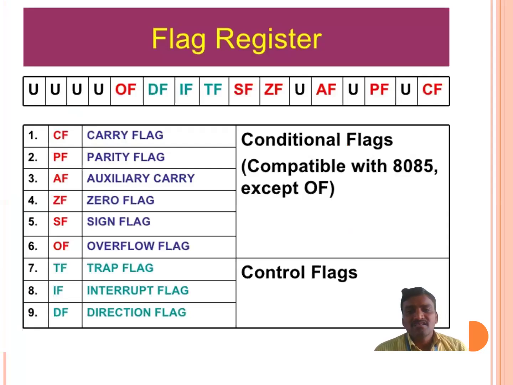It is the highest priority interrupt. Whatever the trap is, it is an interrupt. Actually, in the 8086 microprocessor, there are a total of 256 interrupts.